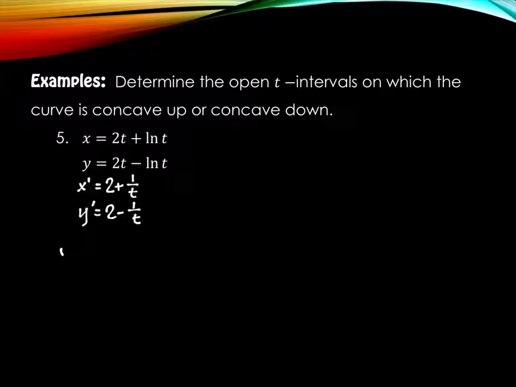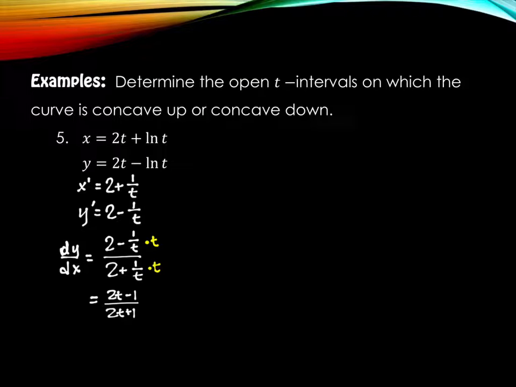And what is dy dx? 2 minus 1 over t over 2 plus 1 over t. Did you simplify that and multiply it by t? Absolutely. That's exactly what we're going to do. Fractions within fractions are called complex fractions, and we simplify that by multiplying numerator and denominator by t. What will that end up giving us? 2t minus 1 over 2t plus 1. Perfect.